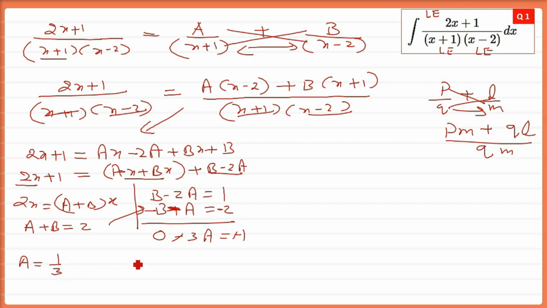Now put this in the first equation or the second equation. So you'll get 1 by 3, which is a, plus b equals 2. Now b will be equal to 2 minus 1 by 3, which is 6 minus 1. Again, use this p by q plus l by m form. 6 minus 1 divided by 3. This will be 5 by 3. So a and b are known now.